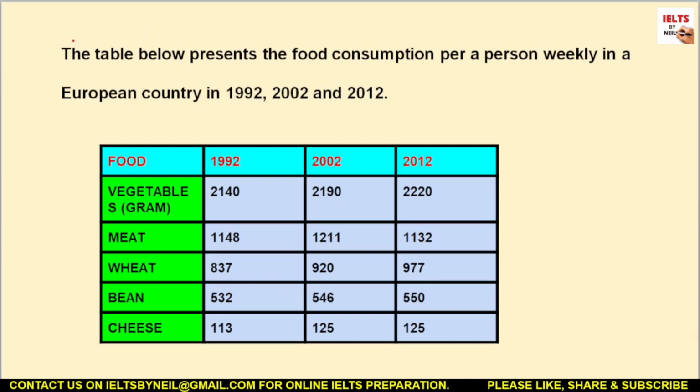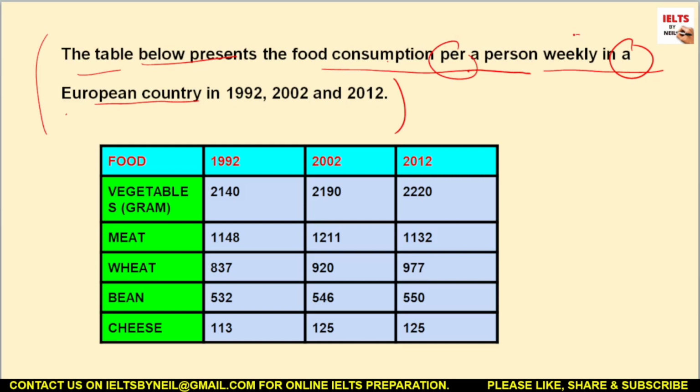So we are taking an example of this table. This is the question statement, so let's read the question statement together. It says the table below presents the food consumption per person weekly in a European country, meaning in one European country, per person, weekly meaning per week.